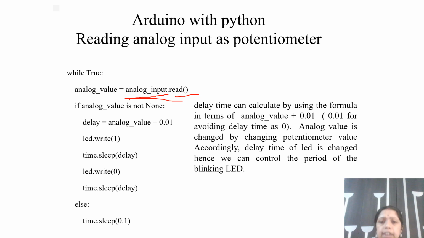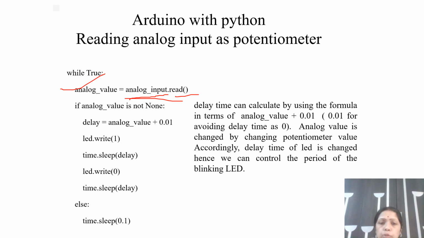If you write read, the potentiometer data will be stored, because the potentiometer pin I have configured in the analog input variable. This will be stored in another variable, analog value. If some analog value is there, then the LED light will be turned on for a period of analog value, and turned off again for a period of analog value. If it is not there, the time will be sustained for some time, and again the program will be executed.